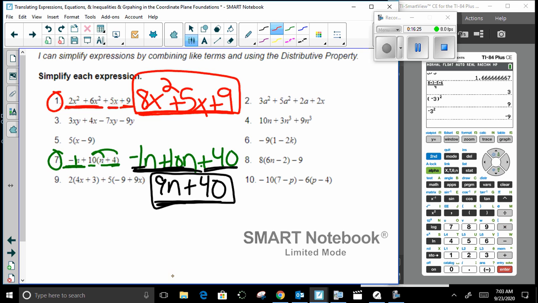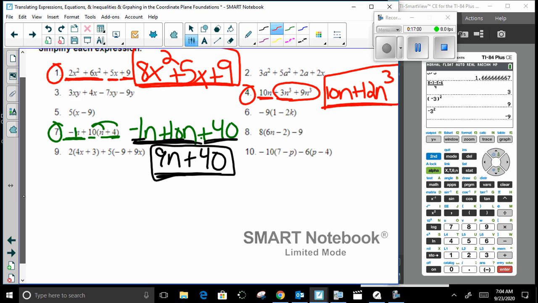Let's look at number 4. N's go with n's, n cubed goes with n cubed. 10n, do I have anything else to go with it? I don't, so leave it. And n cubed, do I have another n cubed to go with it? I do. And that's a positive 3n cubed plus 9n cubed. Keep the like term. 3 plus 9 is positive 12. Can I add these? I cannot. They are not like terms. That is it. I am done.